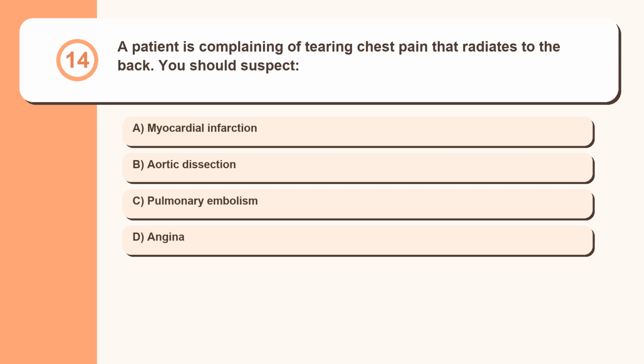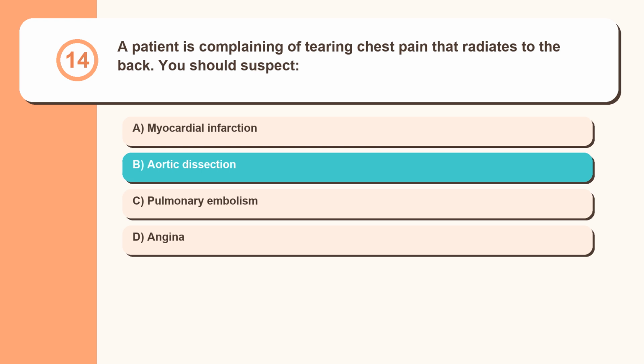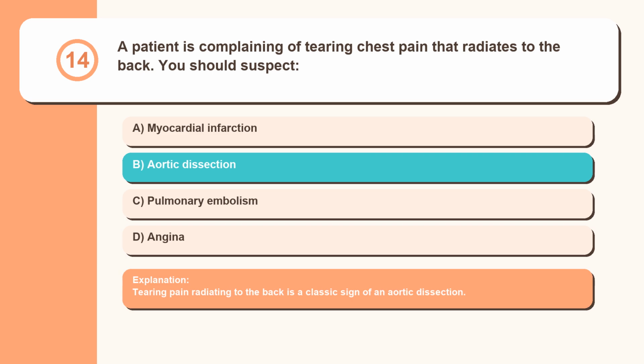Question 14. A patient is complaining of tearing chest pain that radiates to the back. You should suspect myocardial infarction, aortic dissection, pulmonary embolism, angina. Tearing pain radiating to the back is a classic sign of an aortic dissection.